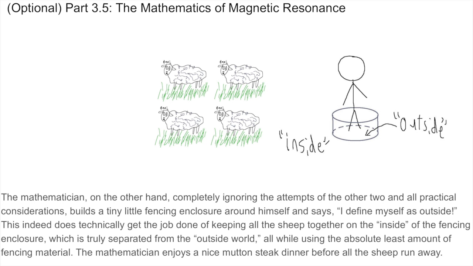The mathematician, on the other hand, completely ignoring the attempts of the other two and all practical considerations, builds a tiny little fencing enclosure around himself and says, "I define myself as outside." This indeed does technically get the job done of keeping all the sheep together on the inside of the fencing enclosure, which is truly separated from the outside world, all while using the absolute least amount of fencing material. The mathematician enjoys a nice mutton steak dinner before all the sheep run away.